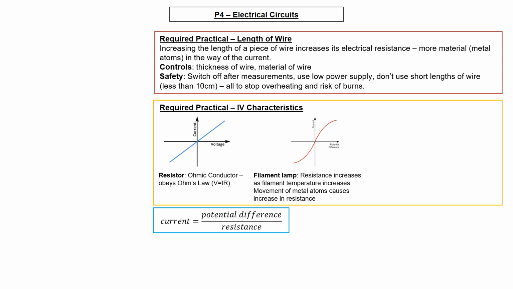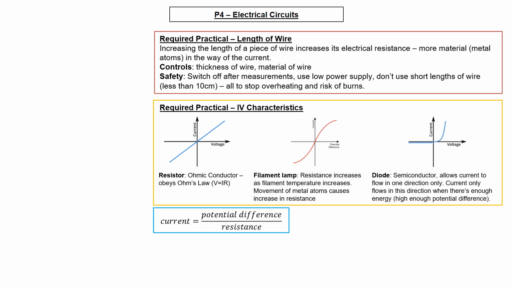Filament lamp. You'll notice here that the flow of the current decreases, so resistance increases, as the temperature of the filament increases. The more energy that goes into it, the hotter it gets. The problem is that the more energy the filament gets, the more the metal atoms inside it will vibrate, and this causes an increase in resistance. It's harder for the current to get from one side to the other, which is why it has this very unusual shape.